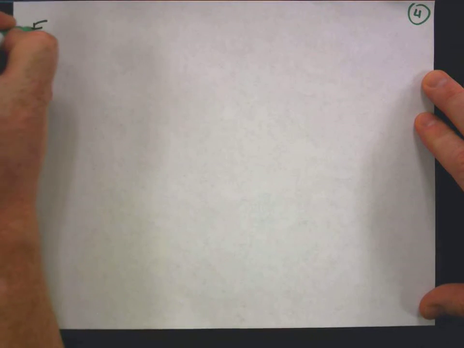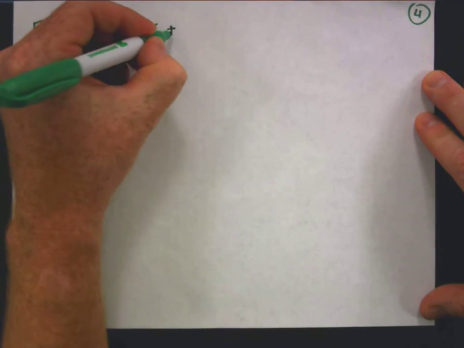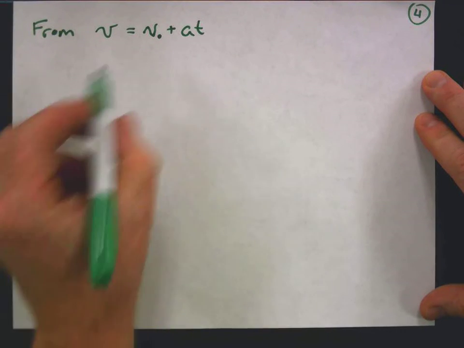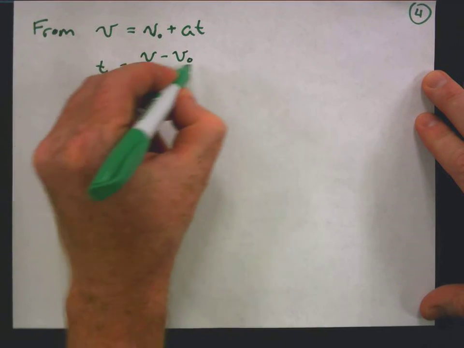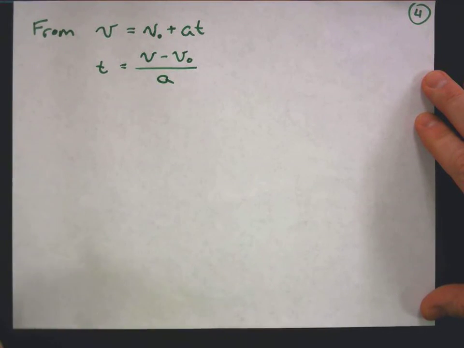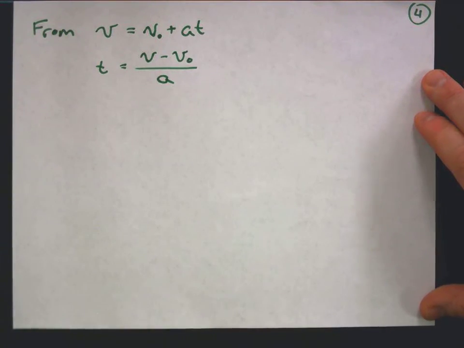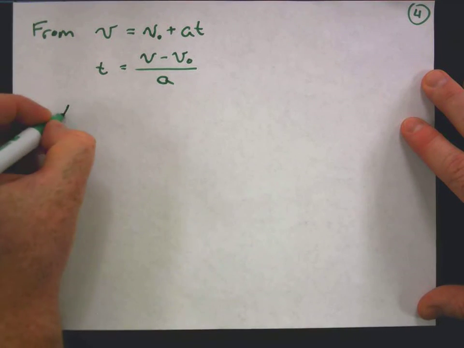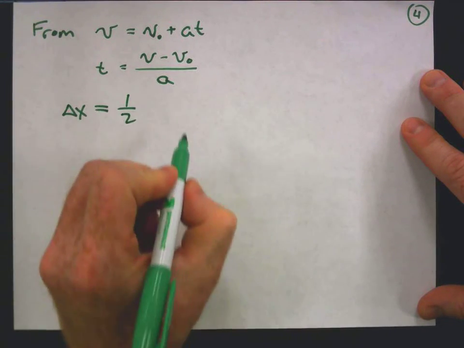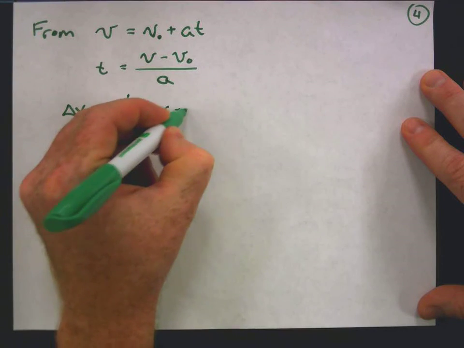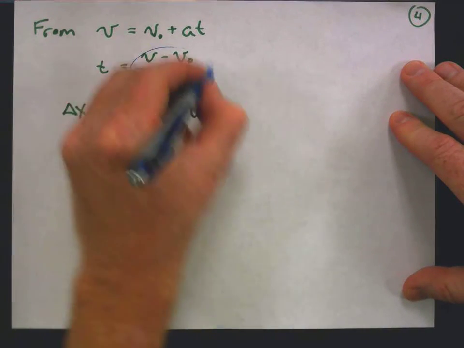So from this guy, I'm going to rearrange that and solve for t. And this is going to allow us to make a substitution into another equation. Did I do that right? Solve for t, subtract VO. Yeah, okay. And that's going to get substituted into, for starters, the average velocity equation, more or less. VO plus V times t. So we're going to put this business in there.